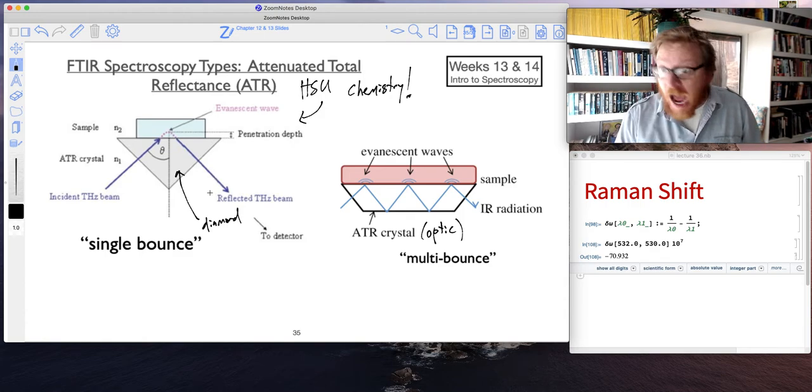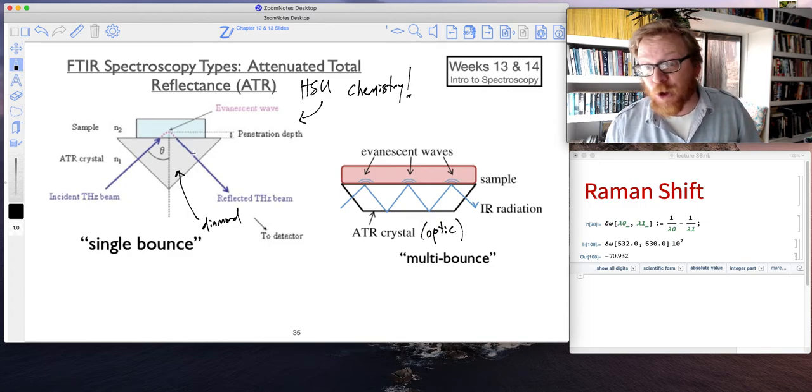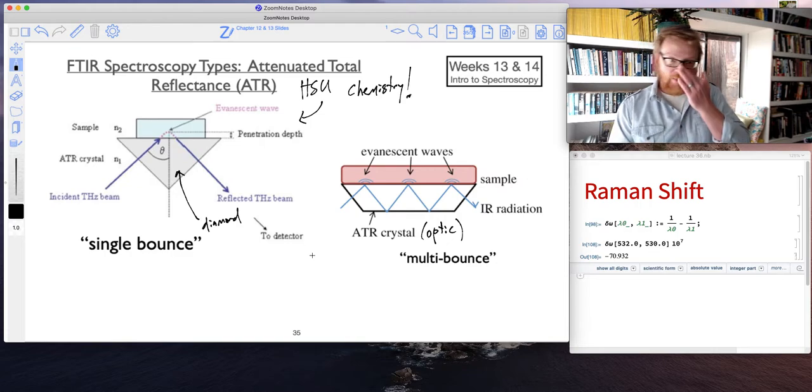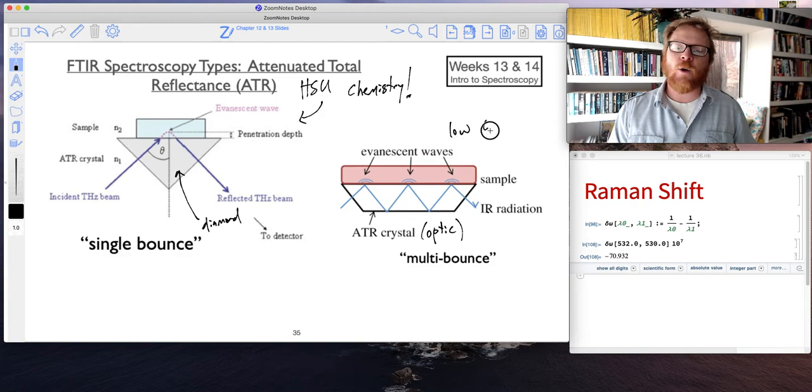And again, not quantitative, okay? Very difficult to be quantitative with this technique. And the main difficulty of being quantitative with IR is just because of the path length. You have no clue what this path length is. Same with the ATR. And now the multi-bounce is for really low concentrations, or even for molecular level detection.